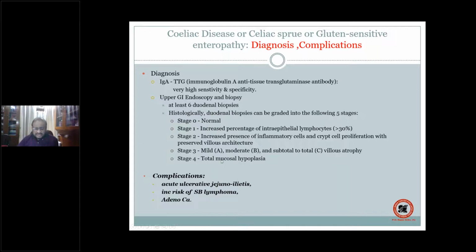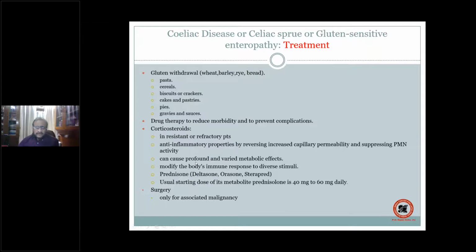As far as complications are concerned, this is where we as surgeons step in. Number one, the patient with celiac disease may present with acute ulcerative jejunoileitis, or there is increased risk of small bowel lymphoma, or the patient has adenocarcinoma. So these are the complications: tropical celiac sprue, acute ulcerative jejunoileitis, increased risk of small bowel lymphoma, and adenocarcinomas. The treatment is simple: withdraw gluten, corticosteroid therapy, drug therapy. I'm not going into the details of this. Surgery is only required in those patients who have an associated malignancy.